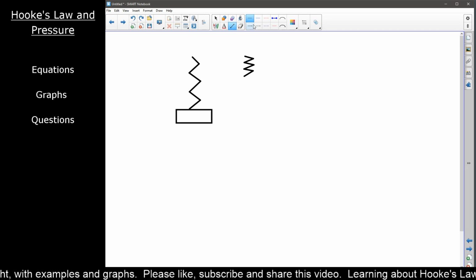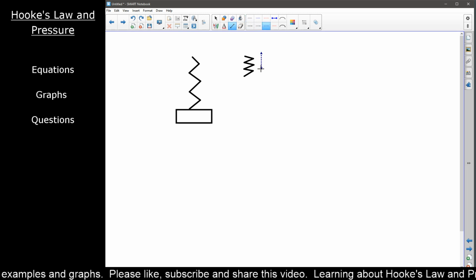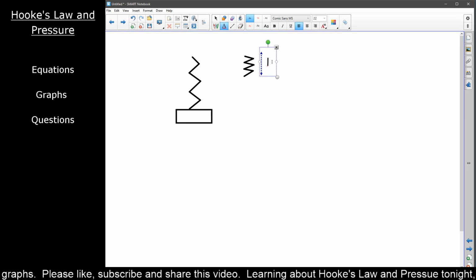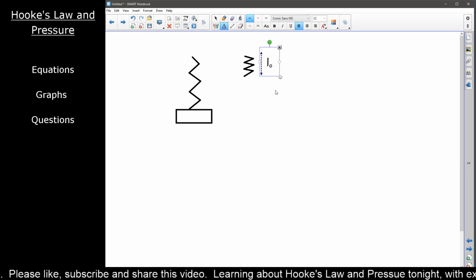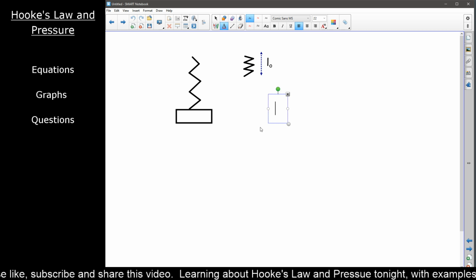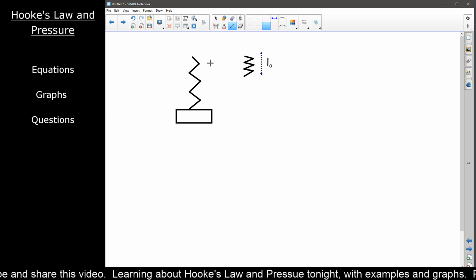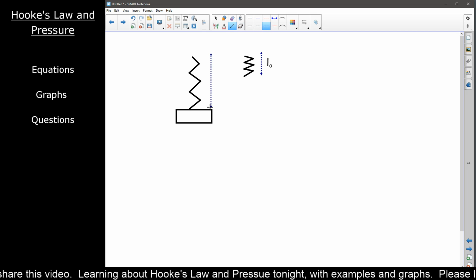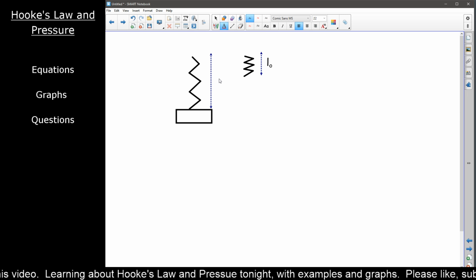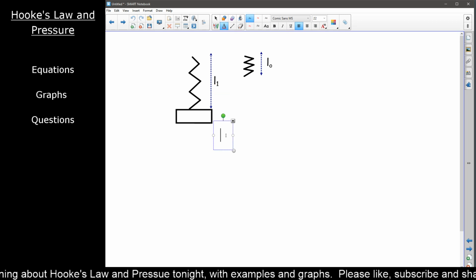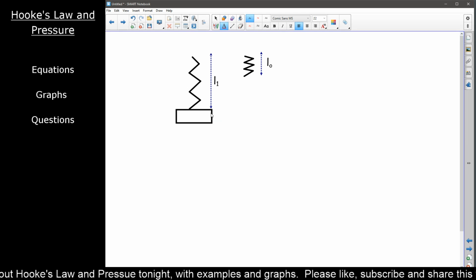Now if you measure the length of your spring originally, this is called your original length, and sometimes has the symbol L naught. Then if this is your first mass going on, this would be L1, where you measure the full length of the spring, and it's now your first length.